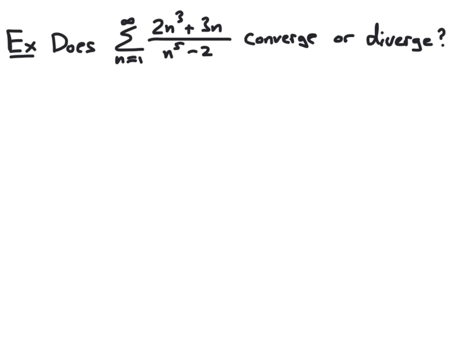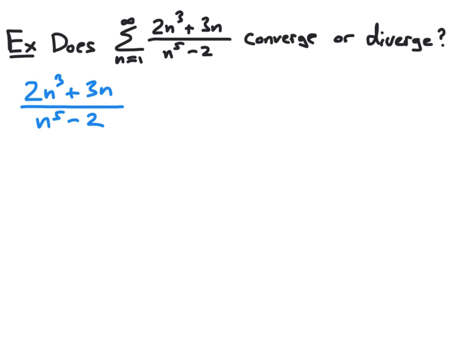In this example, we wanted to look at the series n equals 1 to infinity of (2n cubed plus 3n) over (n to the fifth minus 2) and determine whether this converges or diverges. Because we have a rational function in terms of n, this suggests that one of the comparison tests is likely going to be helpful in order to answer this question. And so we start by trying to compare (2n cubed plus 3n) over (n to the fifth minus 2) to some series in which we know its convergence.